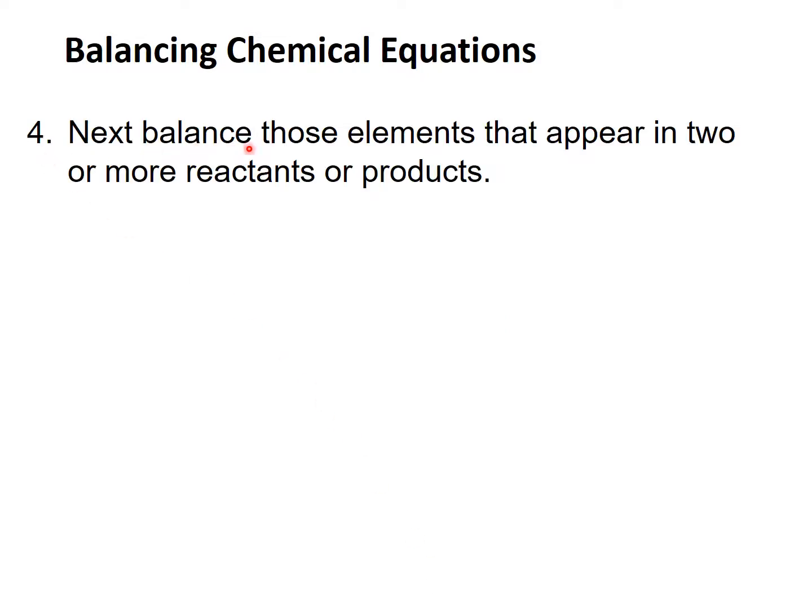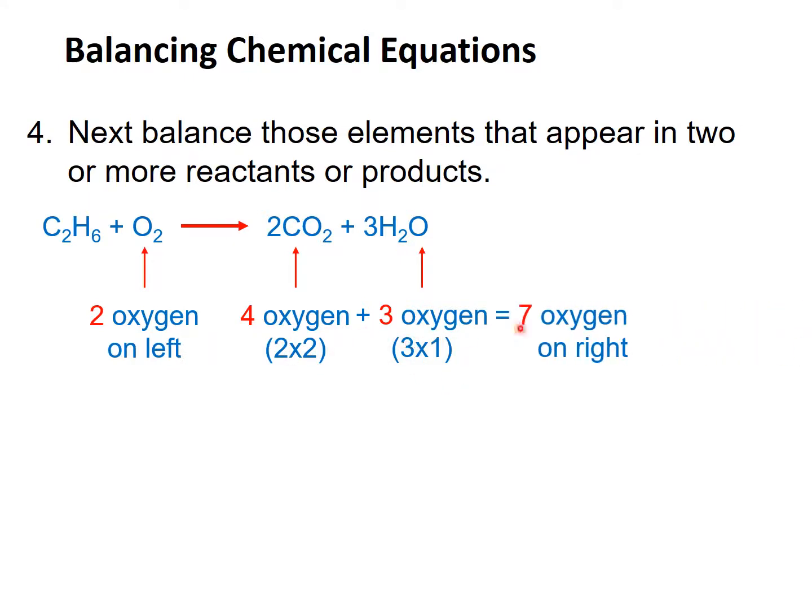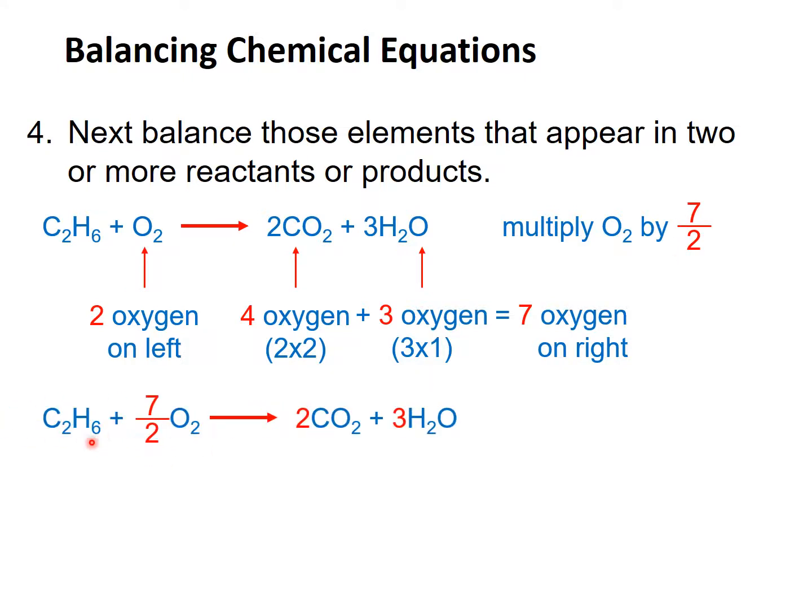Finally, we want to balance the elements that appear in 2 or more reactants or products. And in this case, that element would be oxygen. You can see that we have 2 oxygens on the left, and we have 2 times 2 is 4 oxygens over here in CO2, and 3 times 1, so that's another 3 oxygens from water, giving us 4 plus 3 equals 7 oxygens on the right-hand side. So in order to get 7 oxygens on the left-hand side, we would multiply oxygen, O2, by 7 halves, leaving us with this as our balanced chemical reaction.